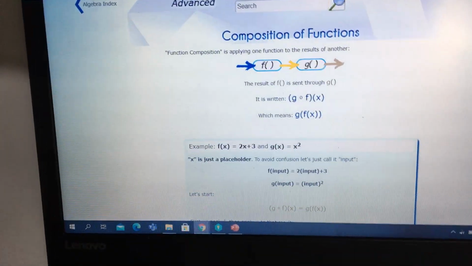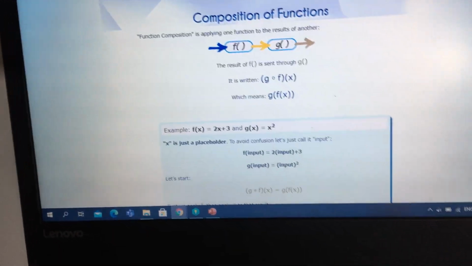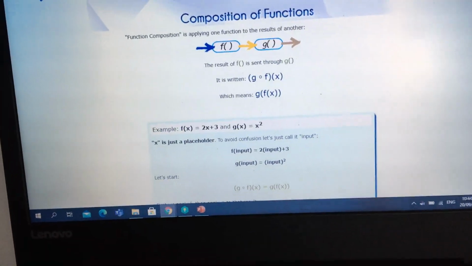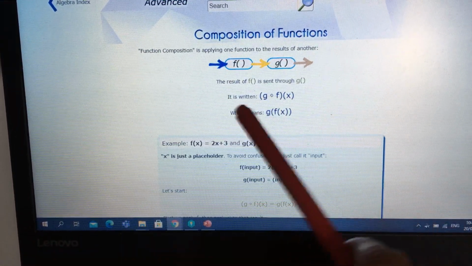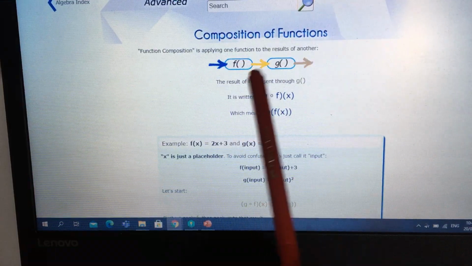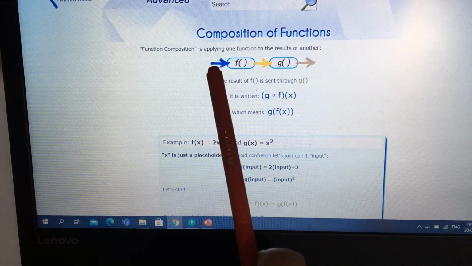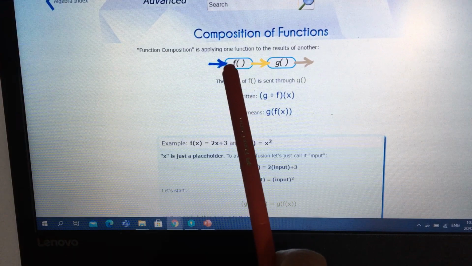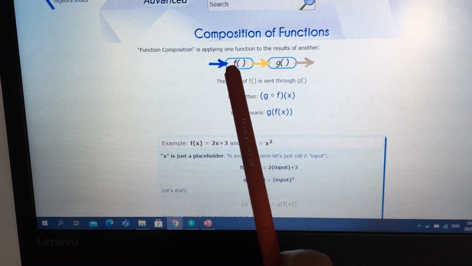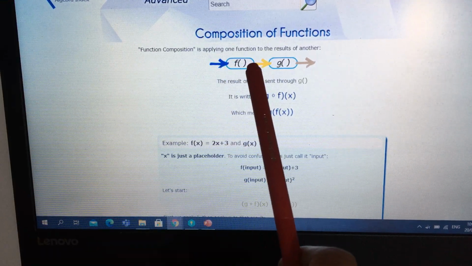Okay, so we have here the composition of functions. Function composition is applying one function to the result of another. For example, if you have two stages and an input, going inside this stage, let this stage be our f of something, whatever our input is here, then we have the output.